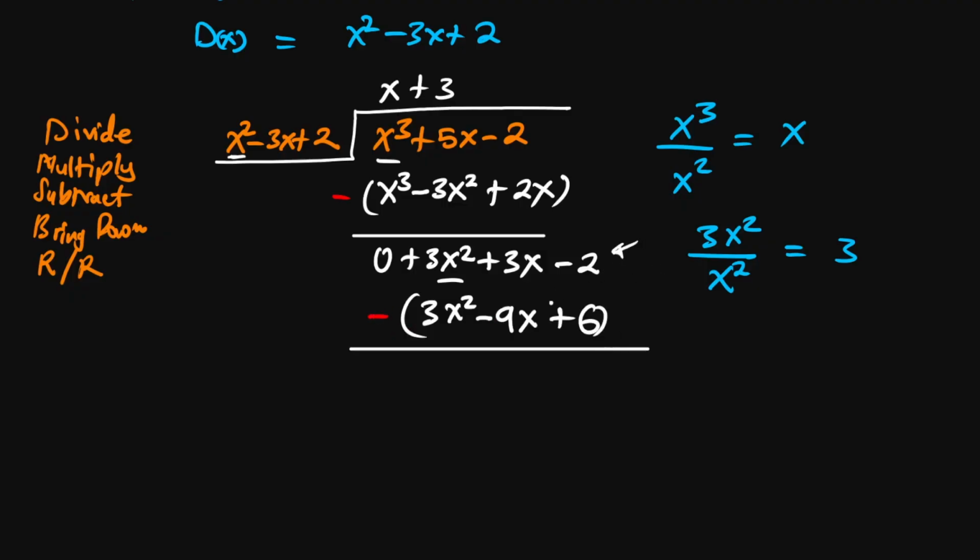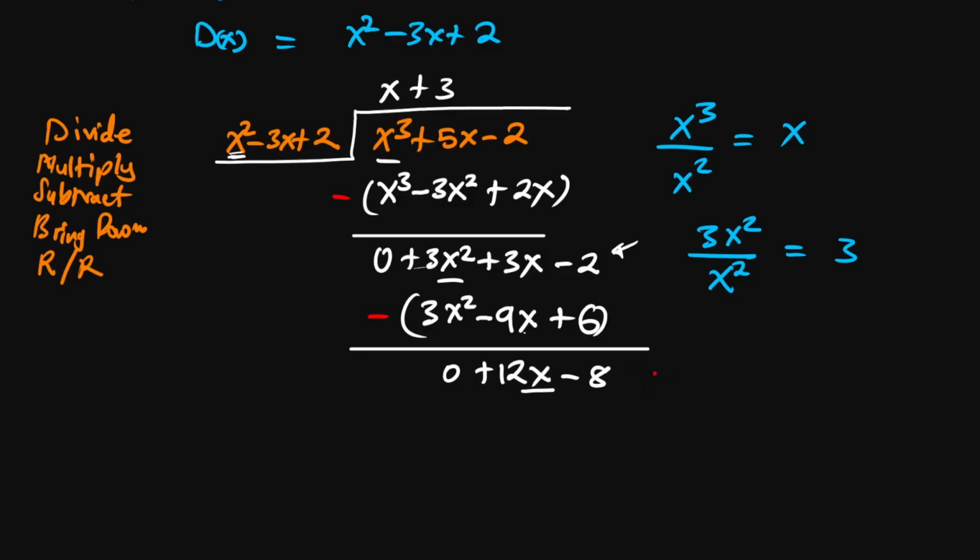Then we proceed to subtraction. This new dividend minus this, what do we get? 3x squared minus 3x squared, we get a 0. And 3x minus negative 9x, we get positive 12x. And negative 2 minus positive 6, we get negative 8. We then check again. Is the power of the variable in this term greater or equal to the power of the variable in this? No. This is raised to a power of 1 and this is raised to a power of 2. So we terminate the division process.